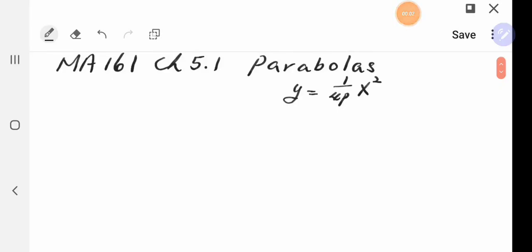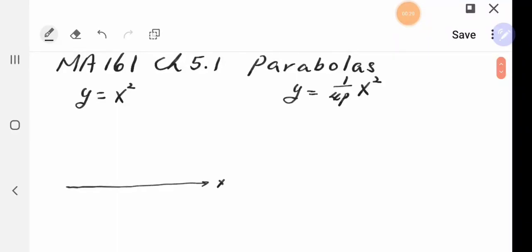Chapter 5.1 Parabolas. In this chapter we will learn about parabolas. A parabola is this. When we have an equation like y equals x squared, we know the graph of this actually. So let me explain the graph.